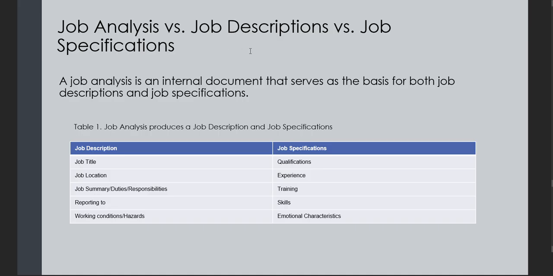Then we have job specifications. It is also a product of the job analysis, and it describes the qualifications needed to perform the job. It is about the person. So think about it this way. Job analysis is the research, job description describes what the job is, and job specification describes who should fill it. All 3 of these are connected, but they serve different purposes.